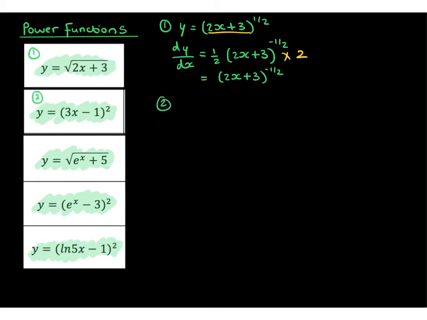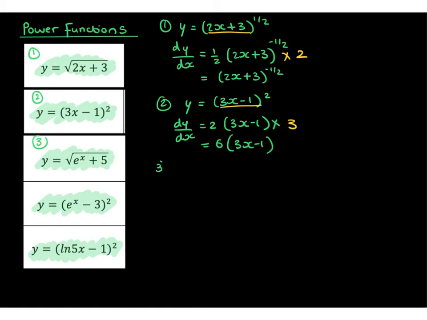Question 2. It's a simpler question here. Multiply by the power 2, reduce the power by 1, and then multiply by the derivative of the inner function, which is 3. So we end up with 6 bracket 3x minus 1.